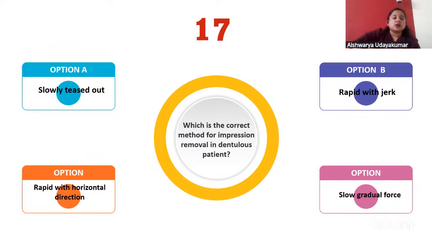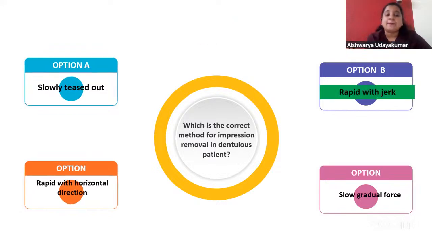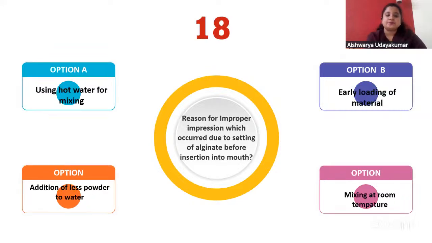Rapid with a jerk is always an easy way to remove an impression. You just jerk it. Normally, the doctor puts the fingers inside, gives a jerking motion, and then rapidly removes the impression. So rapid with a jerk, so that you are not compromising the clarity or the quality of your impression.